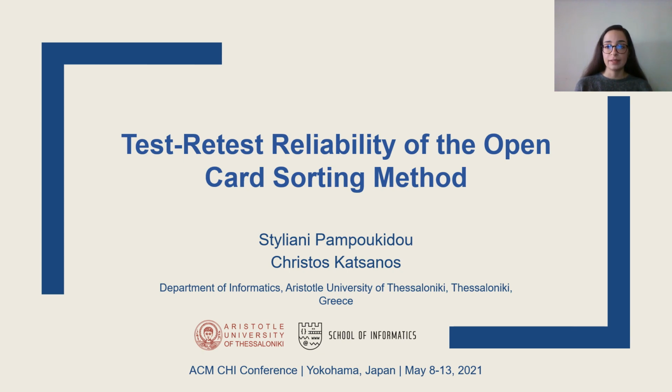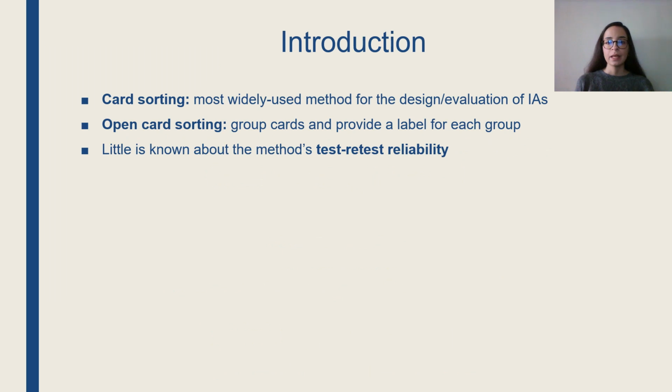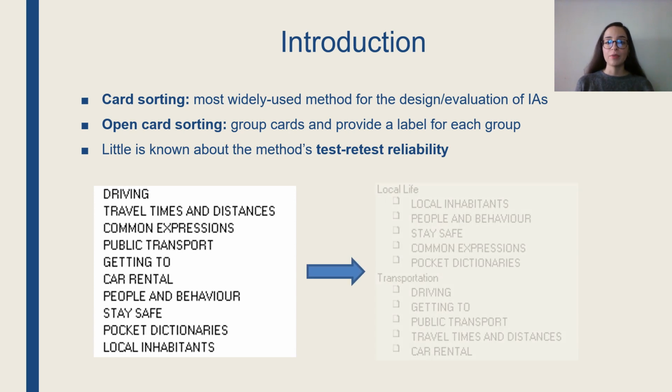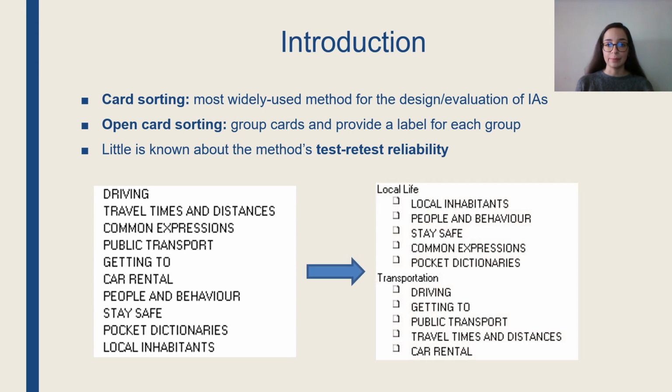Aristotle University of Thessaloniki. In this study, we examine the test-retest reliability of the open card sorting method. Card sorting is the most widely used method for the design or evaluation of information architectures. During an open card sort of a website domain, participants group the provided cards into their own categories and provide a label for each category they create.